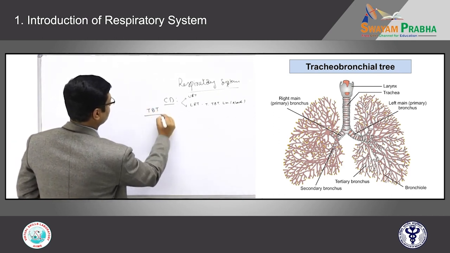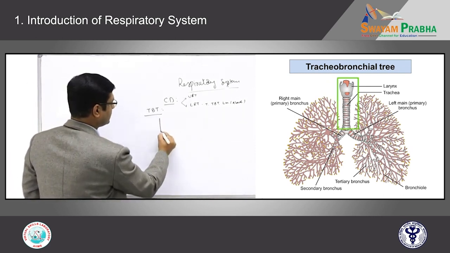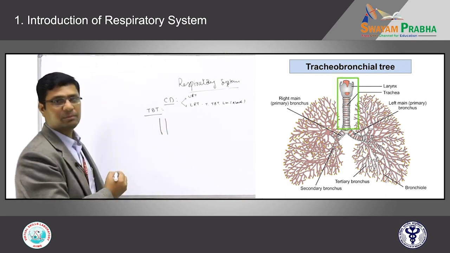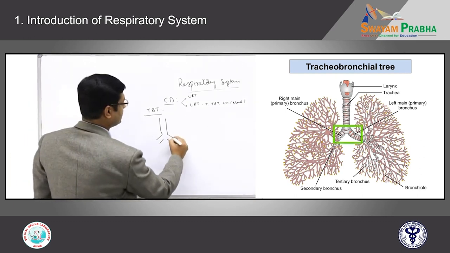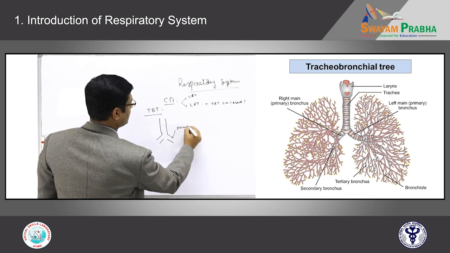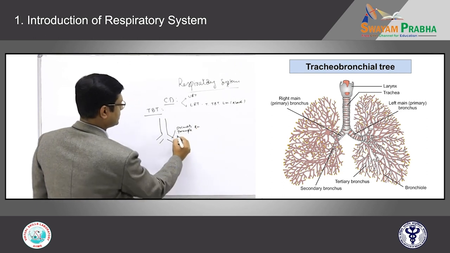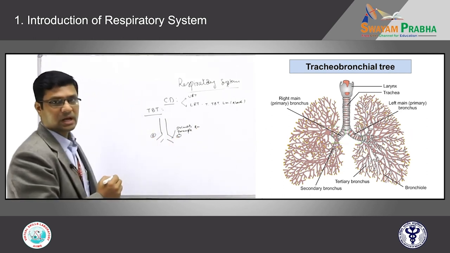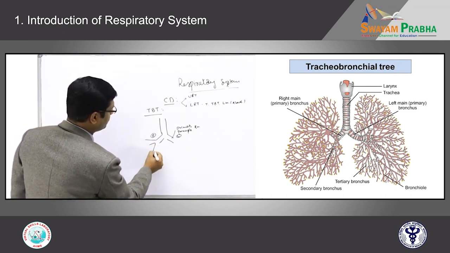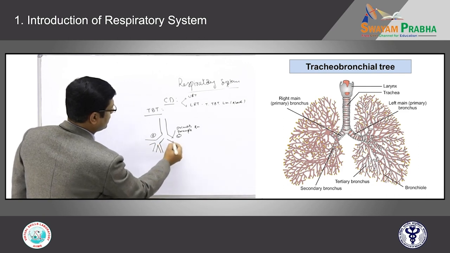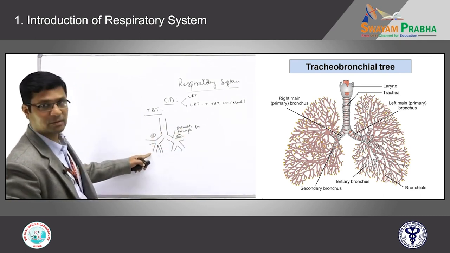Let's see how the tracheobronchial tree looks. All of you can see the picture. The tracheobronchial tree consists of a single large tube, the windpipe, which we call the trachea. At the thoracic space, this divides into two main principal bronchi. These are called primary or principal bronchi. This is the left side and right side. And these primary or principal bronchi divide into secondary bronchi.